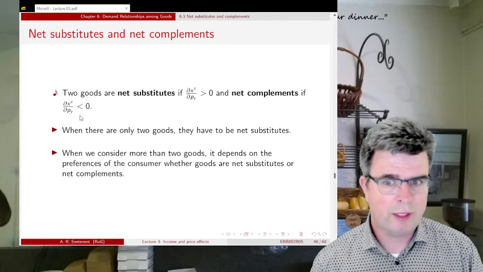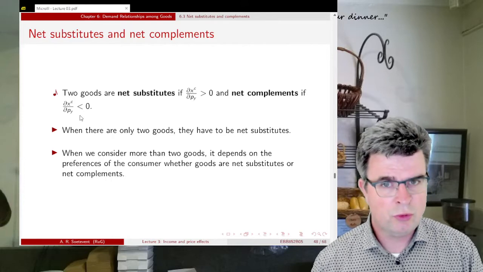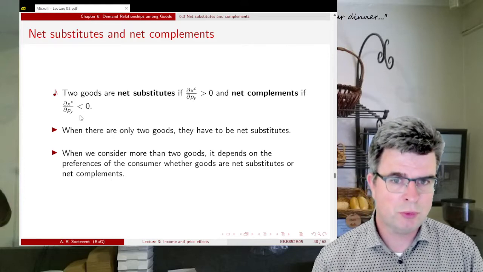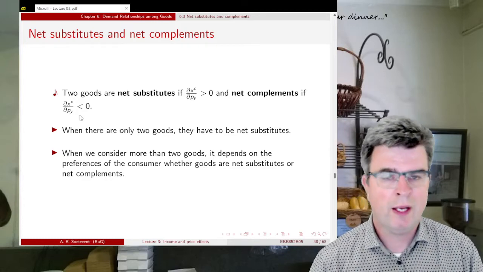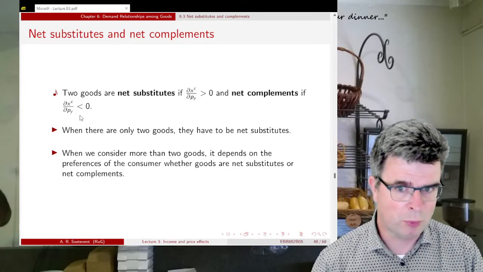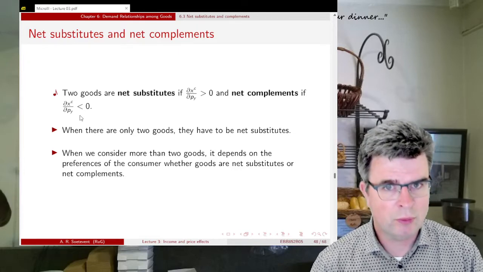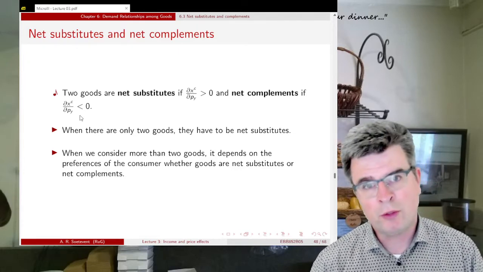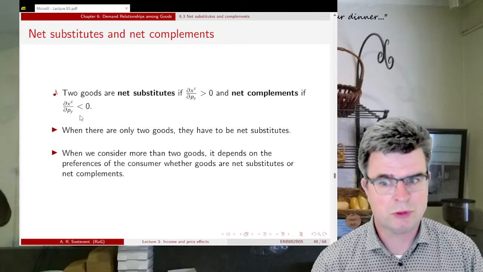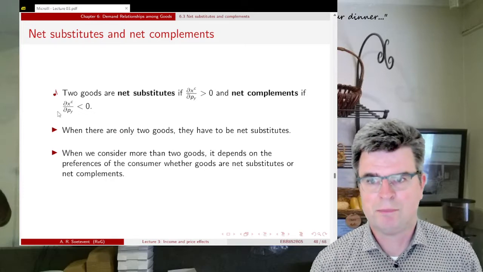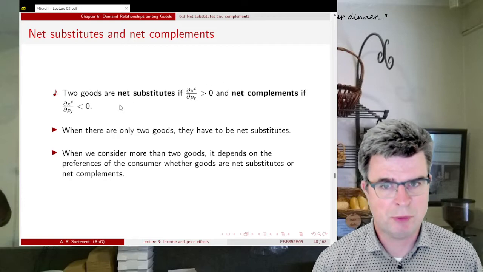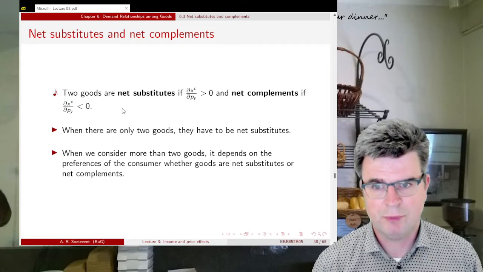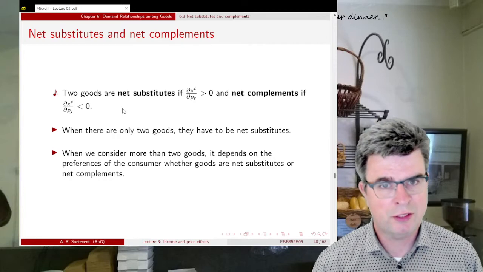Now, in the 2 good case, the 2 goods need to be net substitutes because your income needs to go somewhere. And if you consider an economy with more than 2 goods, then it will depend on consumer preferences whether the goods will be net substitutes or net complements. But this will guarantee symmetry between the goods, an unambiguous classification into substitutes and complements.